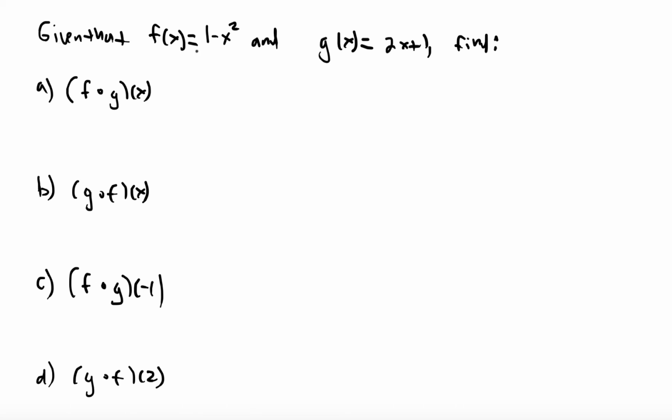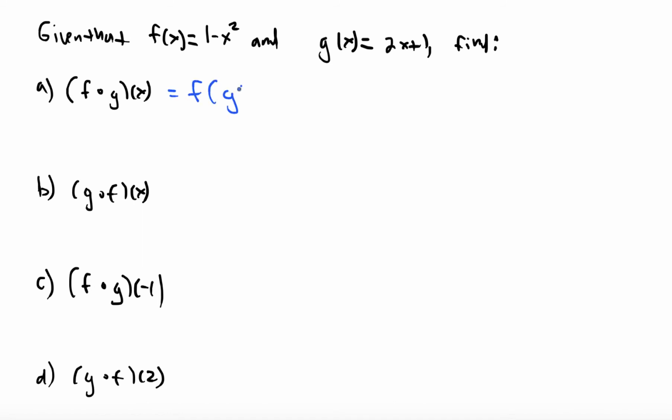Given that f of x equals 1 minus x squared and g of x equals 2x plus 1, we want to find or answer these questions here. Okay, so the first one is to find f dot g of x. Right now, this is a composite function. Okay, the inner function we see is g of x, right? So, we could rewrite it like this.